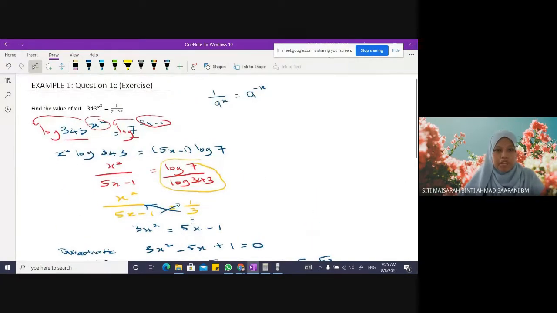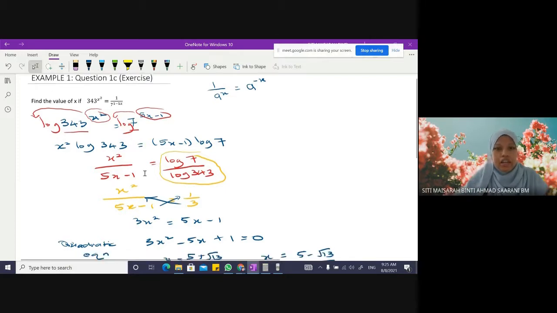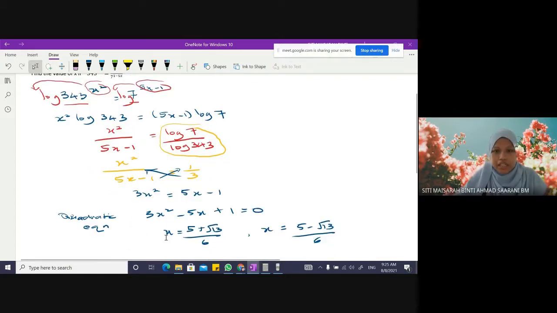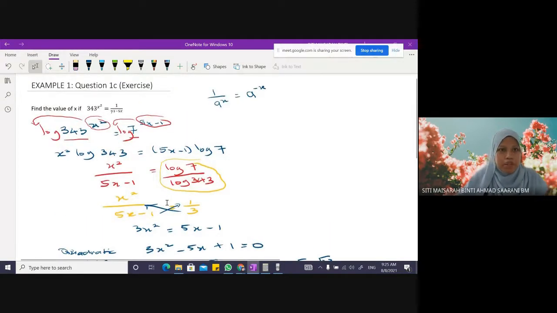So if we repeat, in that equation, since the bases 3 and 7 are not the same, we cannot use comparing. So we need to use taking log both sides, and then we solve until we get the x here. As you can see, the quadratic equation here can be factorized. Sometimes the quadratic equation cannot be factorized, and the answer is no solution. So it depends on the question. So this is example 1.